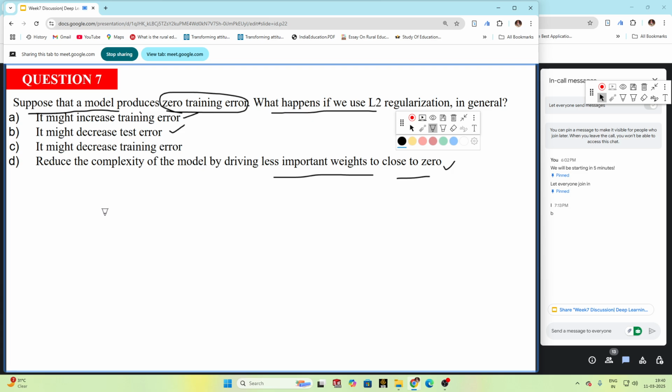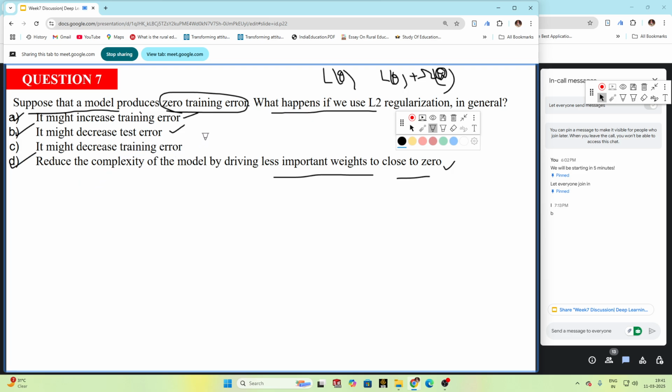A, B as well as D, right? Complexity is reduced. Yeah, but A also, it might increase the training error, right? Because earlier our training error was L theta. Now it is L theta plus omega theta. So it increases the training error and it decreases the test error, because we are performing regularization, so it will perform better with the test data set. So option A is also right, option B is also right, and option D is also right.